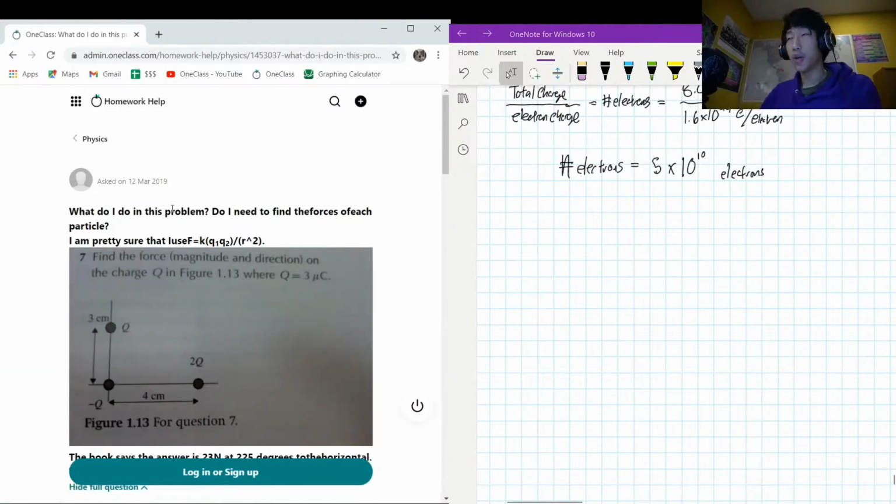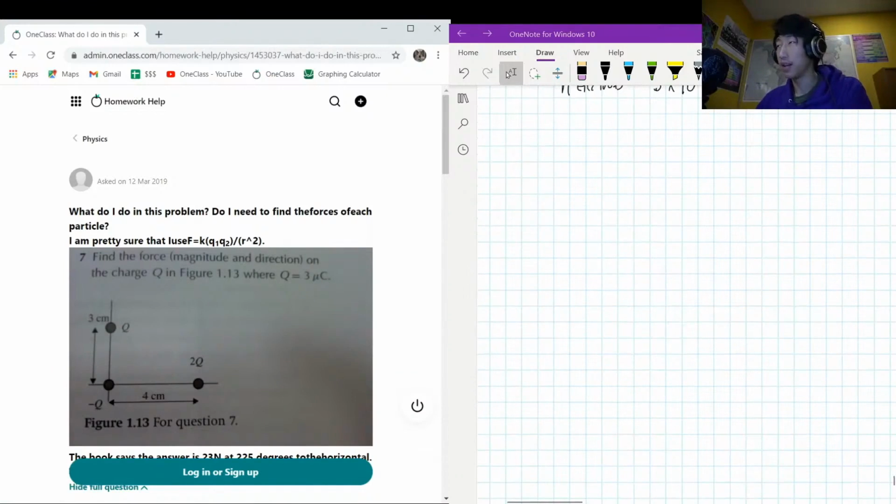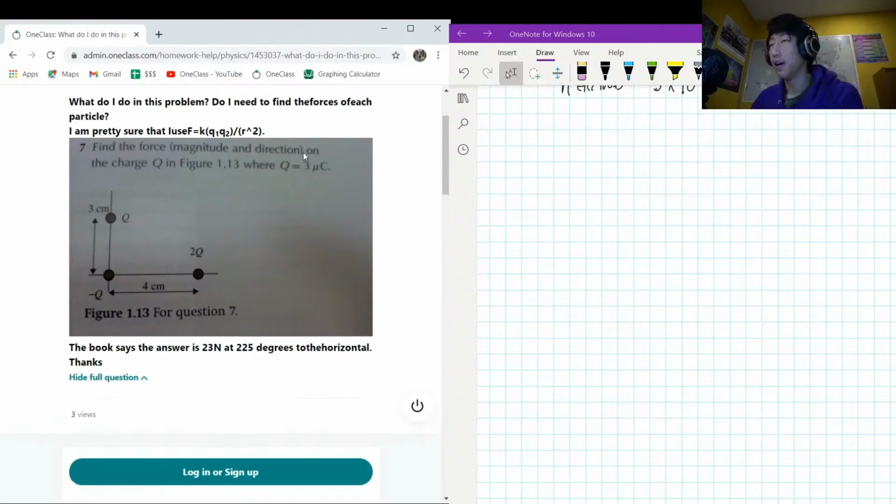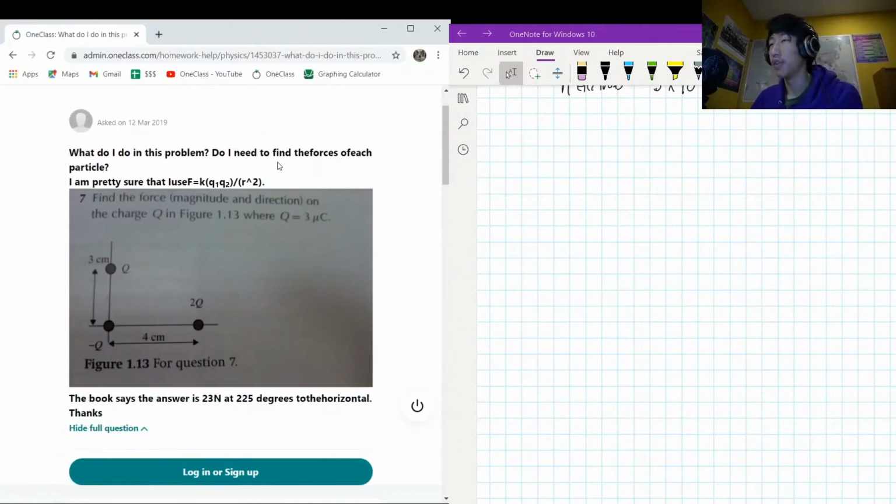Okay, so here we have our next question on the menu today, and it is asking us this situation. So find the force, the magnitude of the force on charge Q, where Q is 3 microcoulombs, and given this diagram. Okay, so we have to find the electric force.